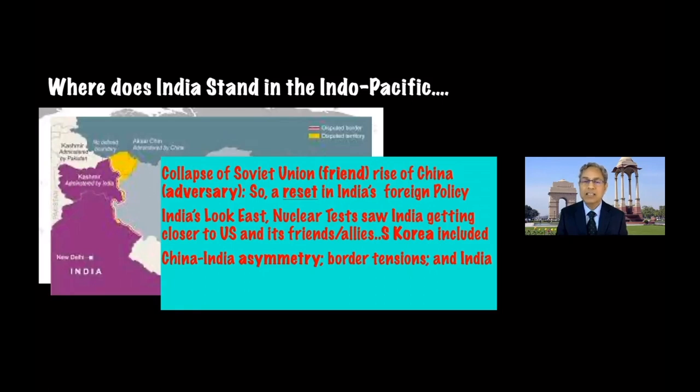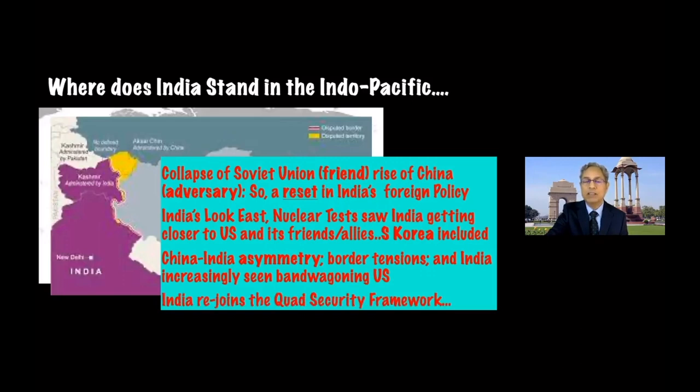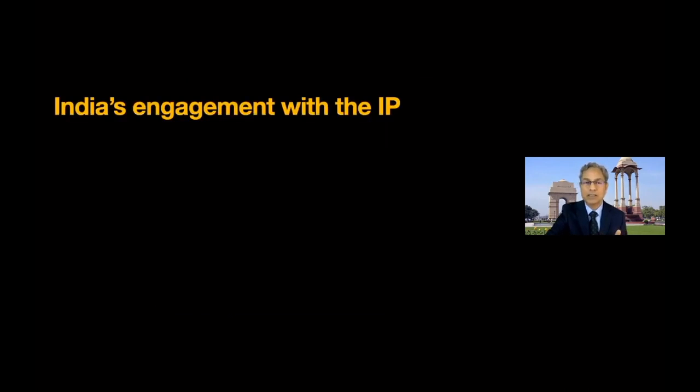And that change has been further accelerated because of the constant rise of China, but also constantly increasing tensions between China and India. And that asymmetry has made India much more dependent on the United States relationship, and India has rejoined the quadrilateral security framework of the United States.